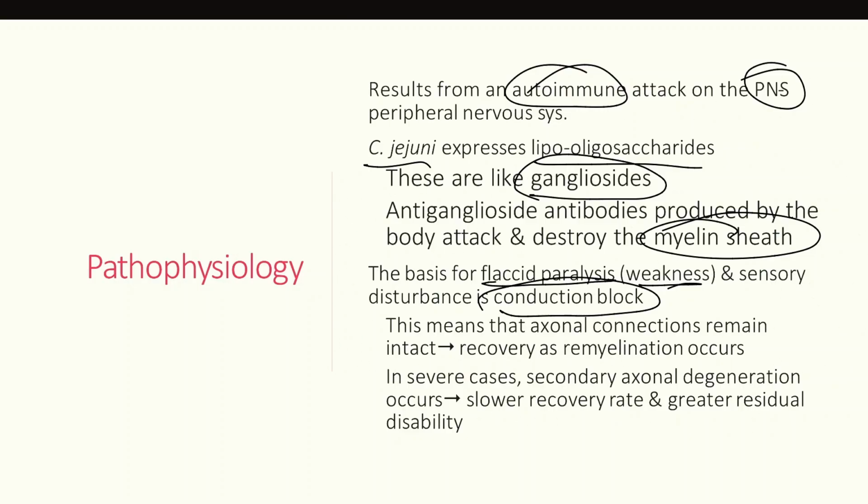So what that means is that axonal connections remain intact, because the axon is still intact, it's just the covering that's damaged. Recovery is possible because the nerve is still intact. And as long as remyelination occurs, they'll be okay. In severe cases, they do get some secondary axonal degeneration problems. And in those cases, because now the actual axon, the actual nerve, is damaged, recovery is very, very slow because it takes a long time for those nerves to recover.